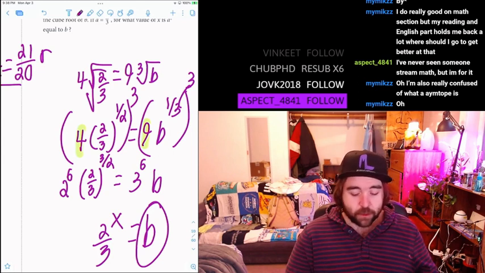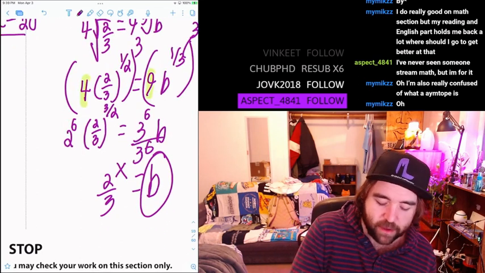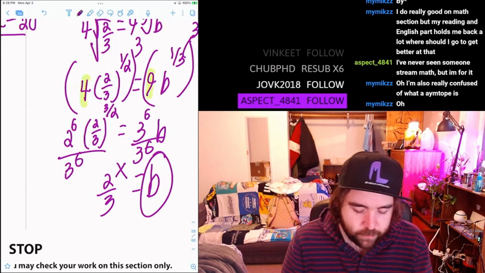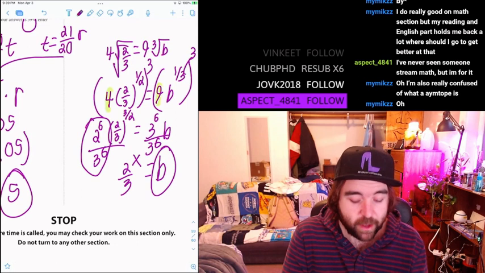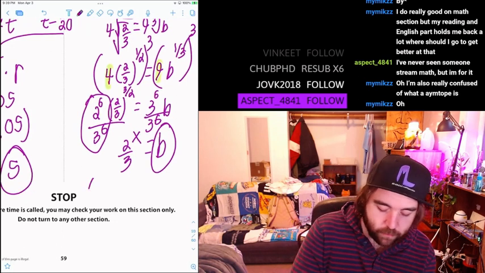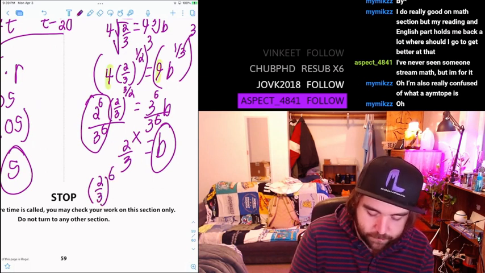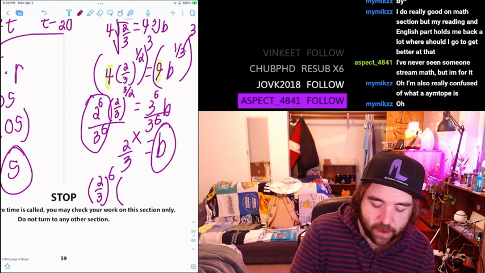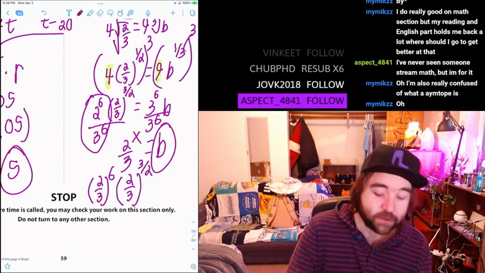And now we still want to get b by itself. So that would make me think that the next step is definitely just divide by 3 to the 6th. So then notice, look what we have here. We have 2 over 3. They're both raised to the same power. So we can rewrite that as 2/3 to the 6th. And then that's going to be multiplied by 2/3 to the 3/2.